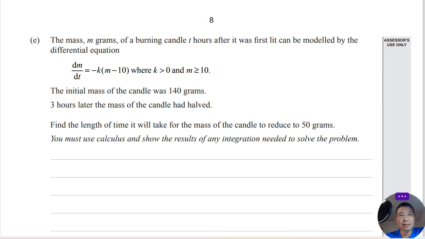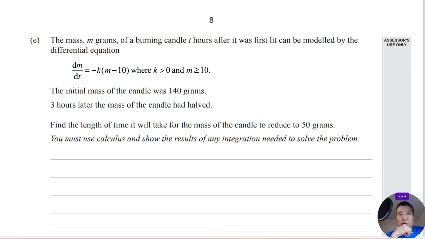Now, question E says the mass m grams of a burning candle T hours after it was first lit can be modeled by the differential equation like this. The initial mass of the candle was 140 grams. 3 hours later, the mass of the candle had halved. Find the length of time it will take for the mass of the candle to reduce to 50 grams.